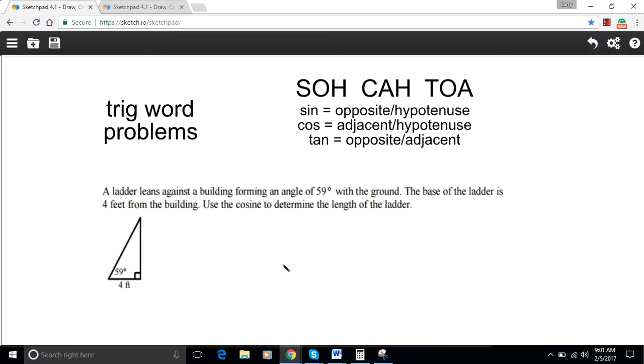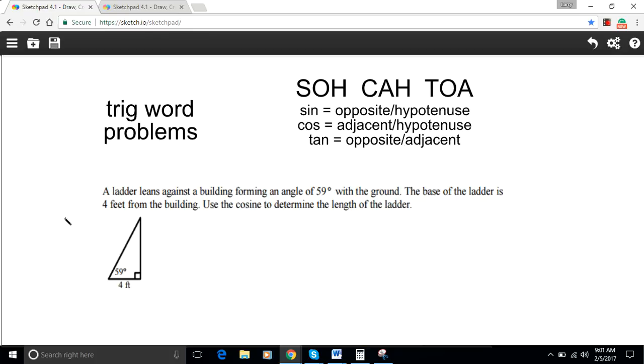Here we have some word problems that you can use trig to solve. So we need to remember our trigonometric ratios for sine, cosine, and tangent. SOHCAHTOA will help us with that. And then we just need to know how to use those functions on the calculator. And we can probably figure these out.